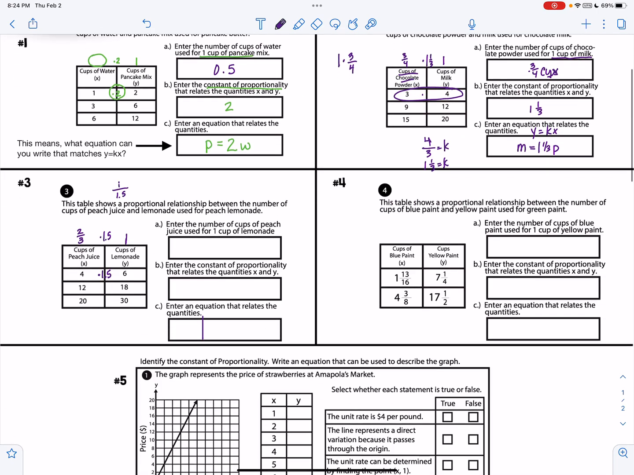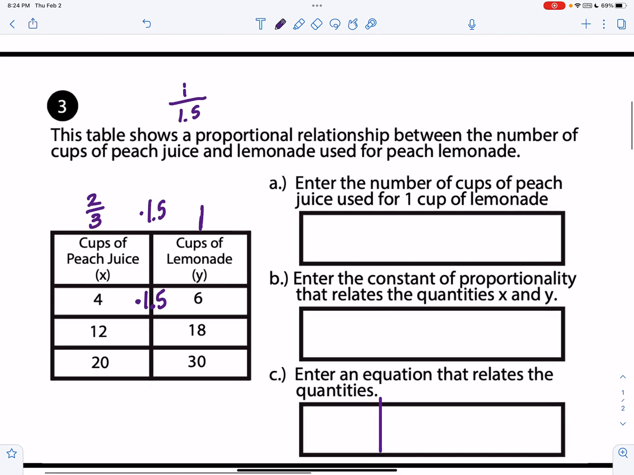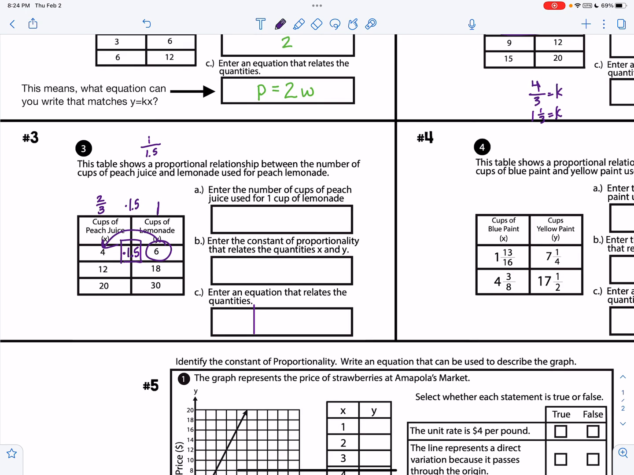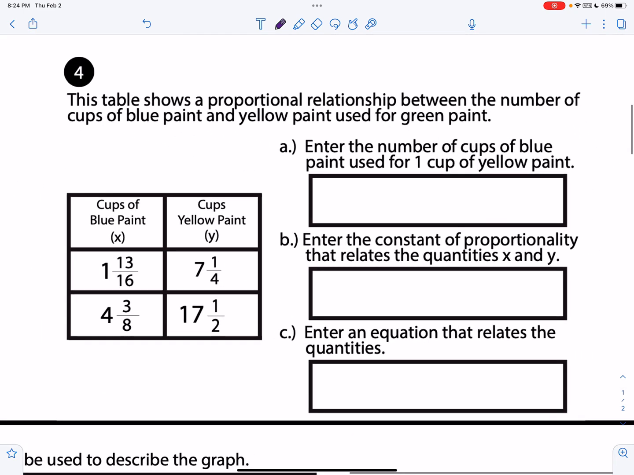It's very similar to these ones. You can see I had to do 6 divided by 4 to get this 1.5. And then I can start working out the other information. Same thing here. You're going to do the same kind of process. We're trying to figure out the 1 over here. I have to figure out my constant of proportionality. So I'm going to do the 7 and 1/4 divided by the 13/16, or maybe instead I want to do the 17.5 divided by this, whatever you want to do.